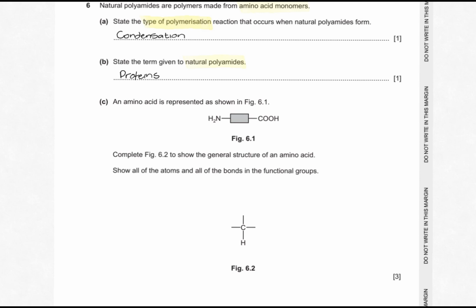So if we go back to figure 6.1, this little block here will represent a carbon. Now attached to this carbon would also be a hydrogen as well as an R group. And the R group will represent the rest of the molecule. This is the part of the molecule that can differ between the amino acids.